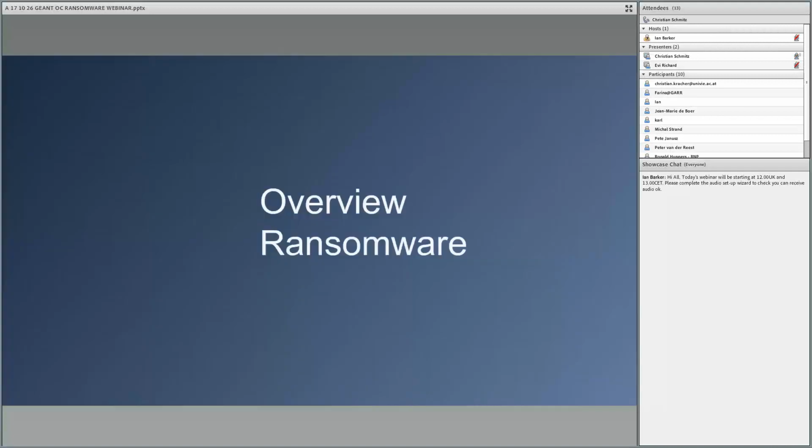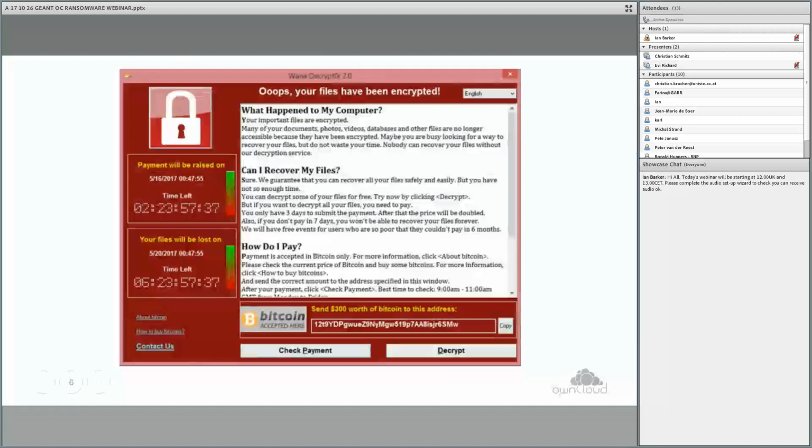Now let's dive into the ransomware topic. A typical ransomware case of last year was WannaCry, where end-user data was encrypted locally on the machine, and users were forced to pay a certain amount with Bitcoin. Otherwise, they would not get a decryption key.